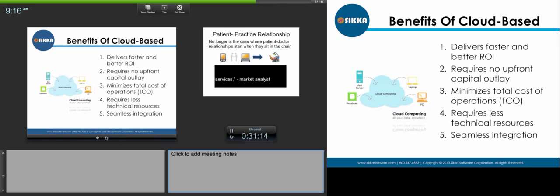So with that, I'm actually going to just quickly summarize the benefits of cloud-based systems. Remember, cloud-based systems deliver faster and better ROI. They don't require upfront capital outlay. They reduce the total cost of ownership. They require less technical resources, and they allow you seamless integration with your practice. I'm going to take a quick pause here and see if there are any questions.